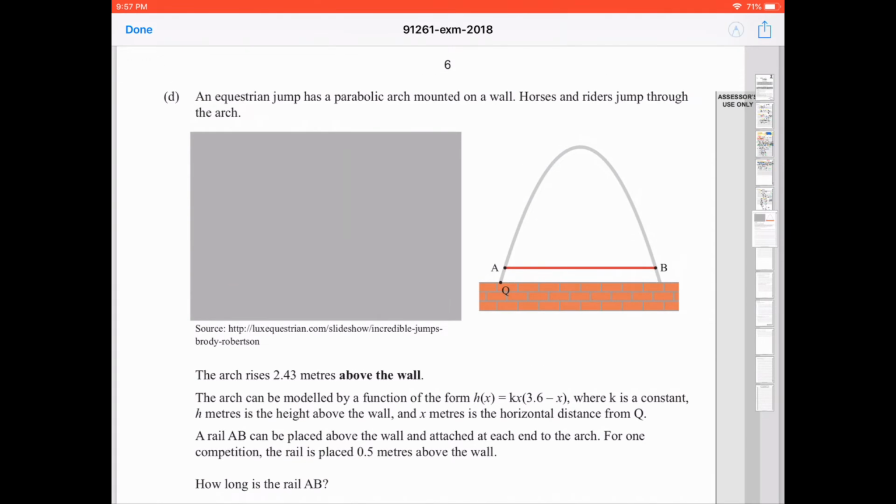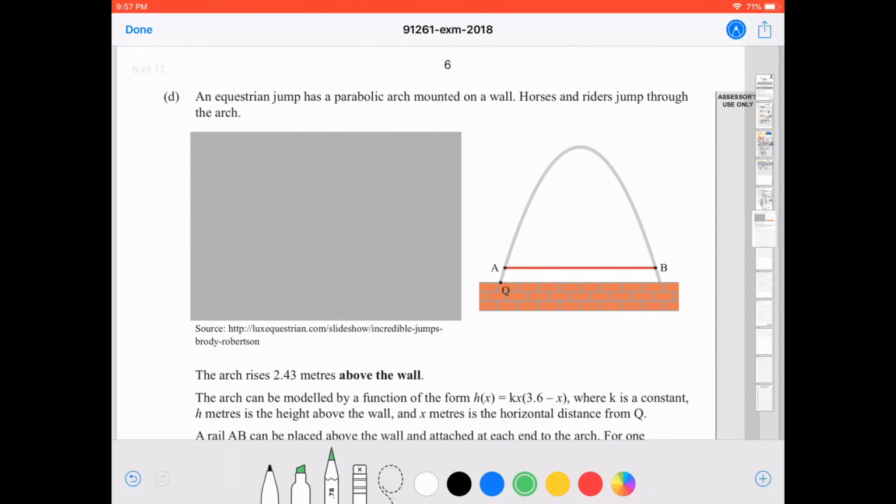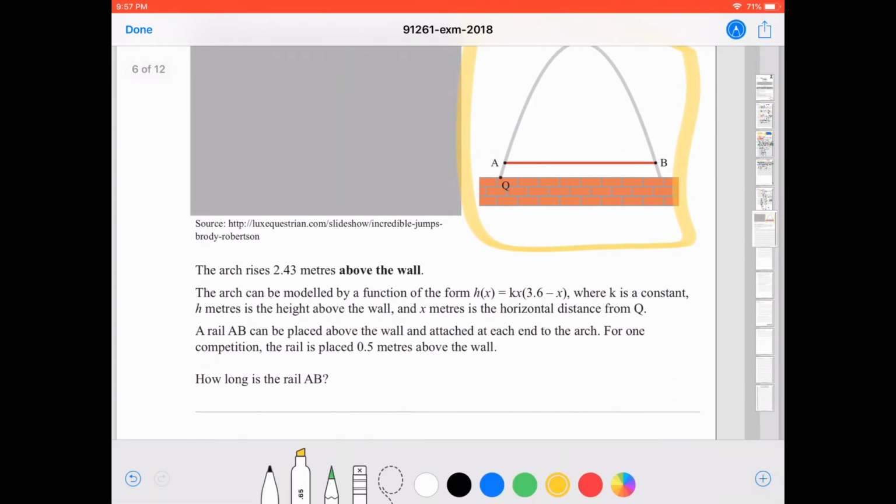It says an equestrian jump has a parabolic arch mounted on a wall. Horses and riders jump through the arch. And we've got this diagram here. Scrolling down, the arch rises 2.43 meters above the wall. The arch can be modeled by a function of the form h of x equals kx times 3.6 minus x. K is a constant, h meters is the height above the wall, x meters is the horizontal distance from Q.